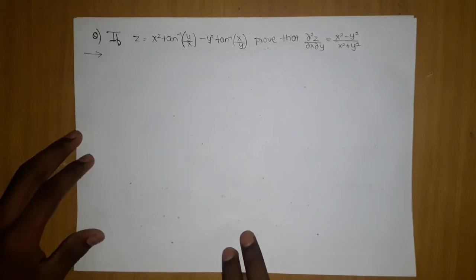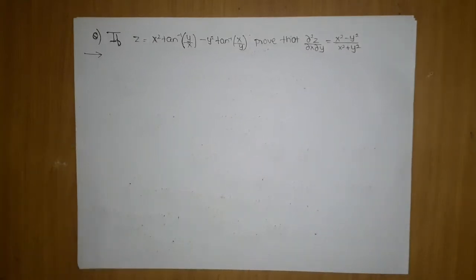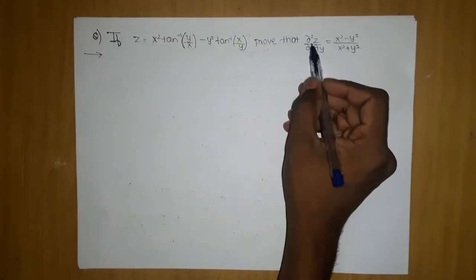The question says, if z equals x squared tan inverse y by x minus y squared tan inverse x by y, prove that dou square z by dou x dou y equals x square minus y square, the whole upon x square plus y square. So we want to find the mixed partial derivative.